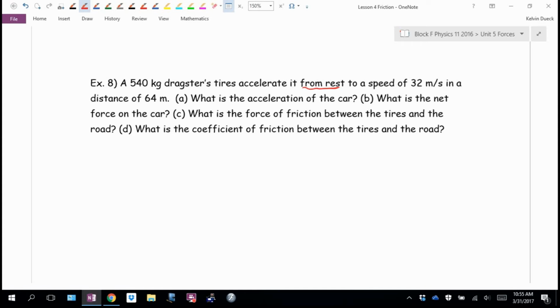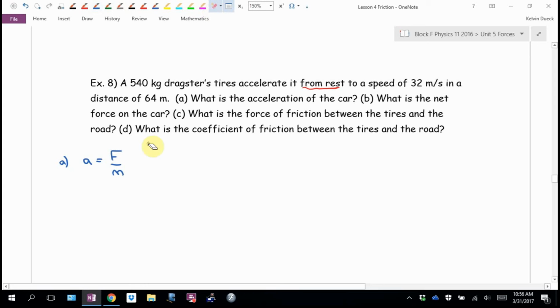What does A want me to find? Are you real? A wants me to find A? You think I planned it that way? Okay. Now, my first thought was, well, maybe, don't write this down. I could go acceleration equals force divided by mass because we're in force land. But what's B asking me to find?